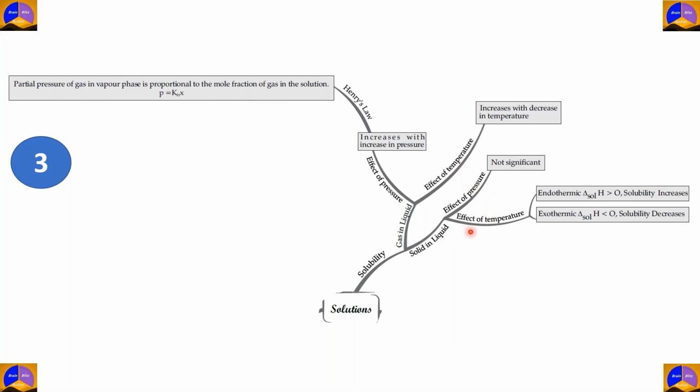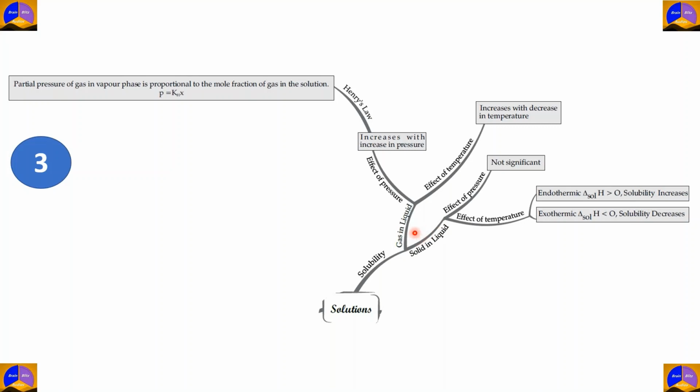If we look at the effect of temperature for the dissolution of a solid into a liquid, then there are two scenarios. If the dissolution is endothermic, which means that the solubility enthalpy is greater than 0, then the solubility increases with increasing temperature. If it's an exothermic reaction, then the solubility decreases as the solubility enthalpy is less than 0. And that is an overview of solid in liquid solutions.